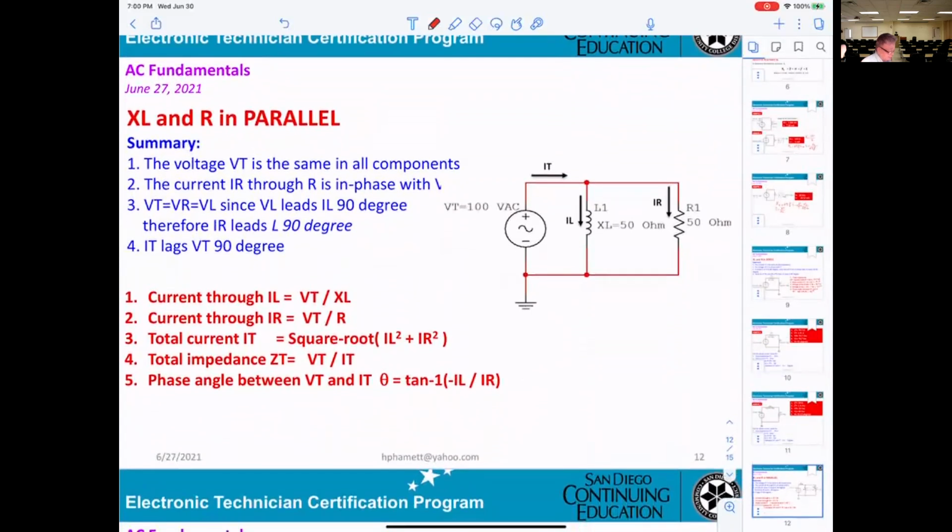Now, IL and IR in parallel. Do you understand? You get L1, R1 in parallel. The total current I total here, one goes to IL and one goes to IR, okay? In the parallel path, you can see the total current will equal IL plus IR. However, that does not apply to the AC circuitry, because they are not in the same phase. That is very important. You must memorize it.